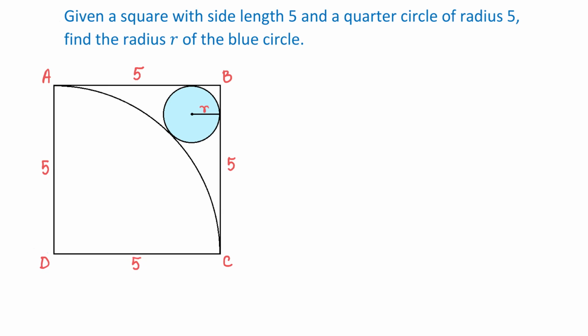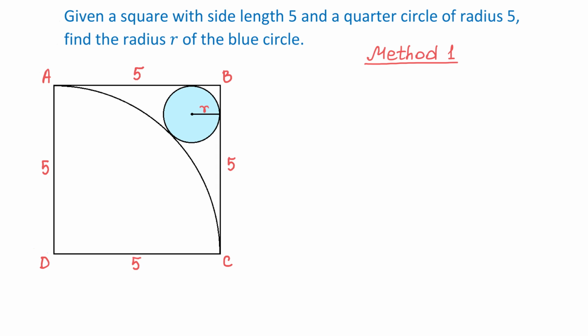In this figure we have a square ABCD whose side length is 5 units and a quarter circle whose radius is also 5 units. We need to find the radius of the blue circle, and I will show how to find this radius using two different methods. So let's start with method 1.